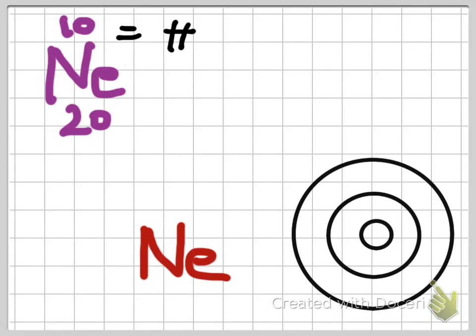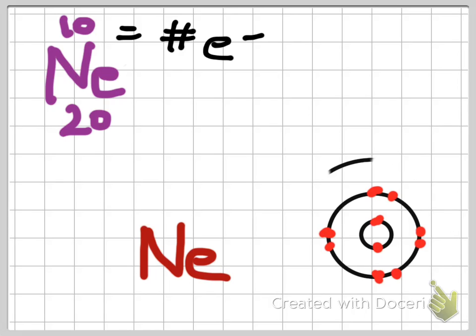Okay, that is equal to the number of electrons. We're gonna go ahead and place them. 1, 2, 3, 4, 5, 6, 7, 8, 9, and 10. All right, let me take this out.